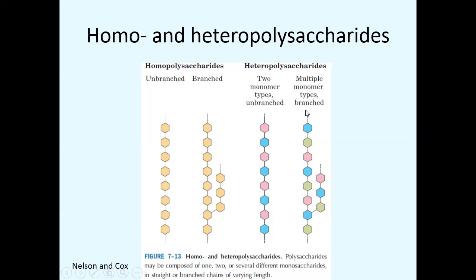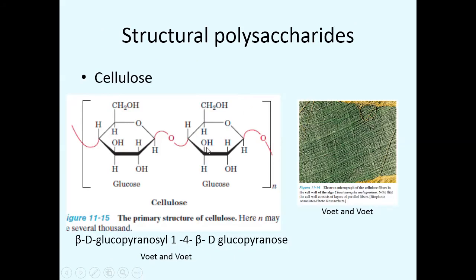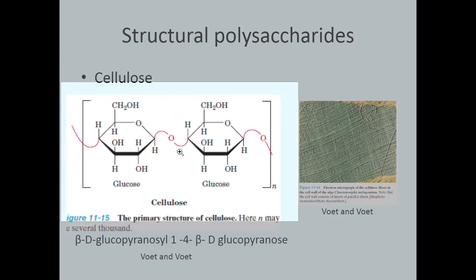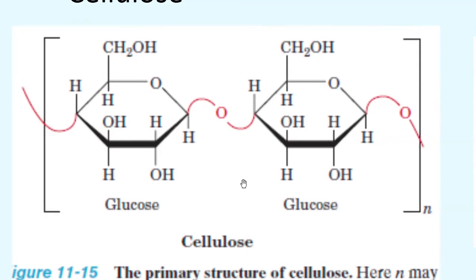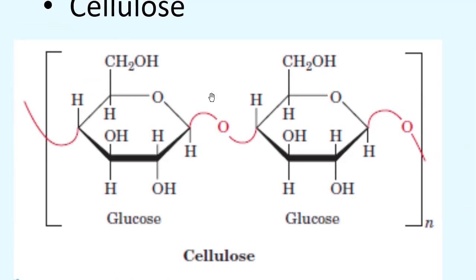Let us first see the structure of cellulose. It is made up of beta-D glucose monomers linked to each other through beta 1 to 4 glycosidic bond. So the bond is beta-D glucopyranosyl 1 to 4, beta-D glucopyranose. The enzyme required to break down cellulose is called beta-glucosidase, or more commonly called cellulase enzyme.